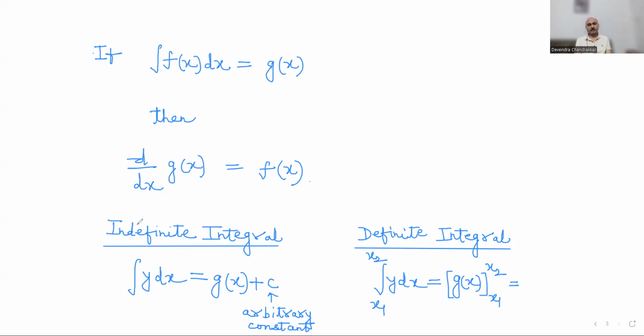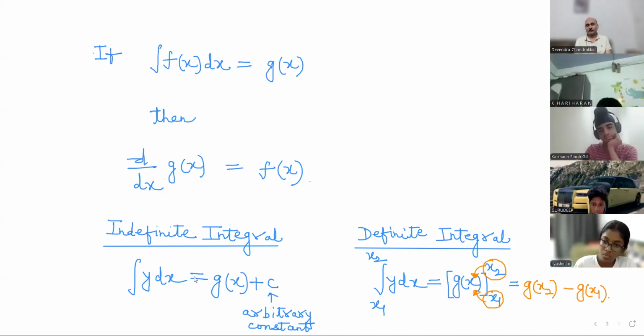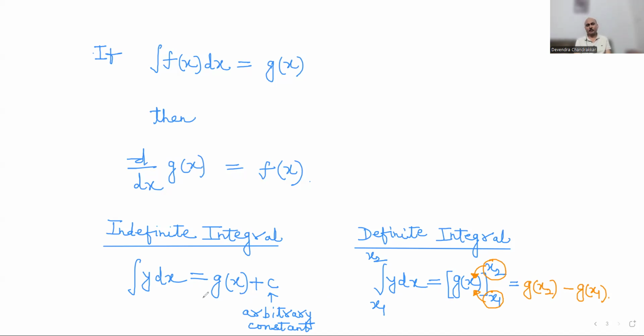And how do I finally write the result? Just pay attention. I substitute the upper limit first in place of x, so it is g of x2, minus, then I substitute the lower limit in place of x and I get g of x1. So this is the final result for a definite integral. You will have a definite answer to it. In case of an indefinite integral, you will have an arbitrary constant which you will not be aware of, and a general function.